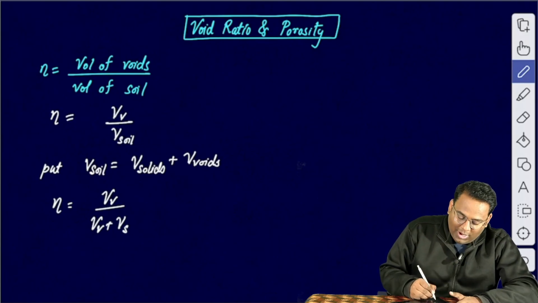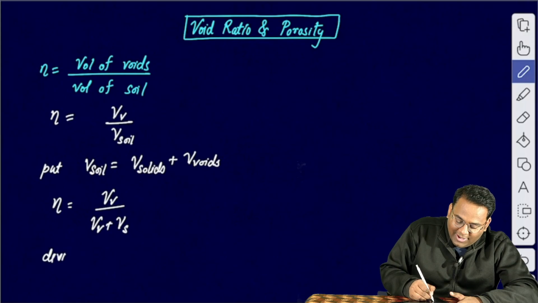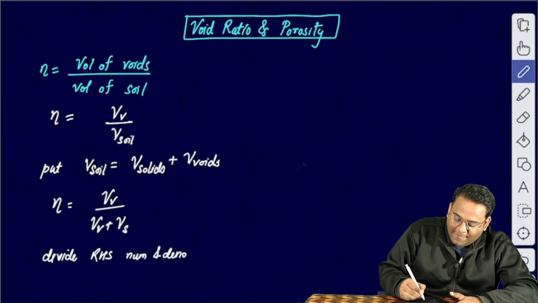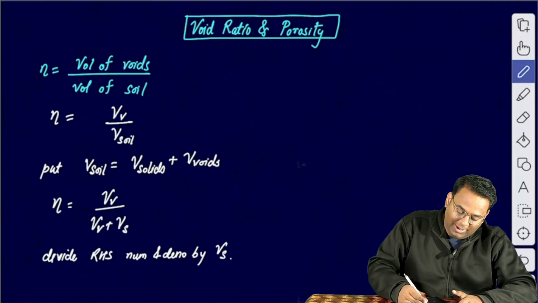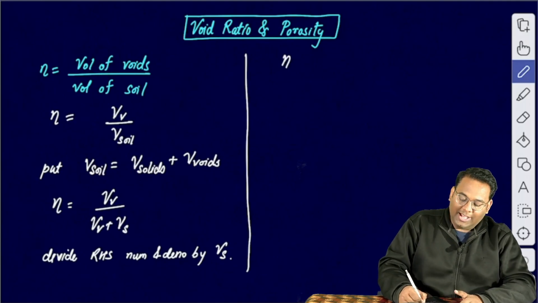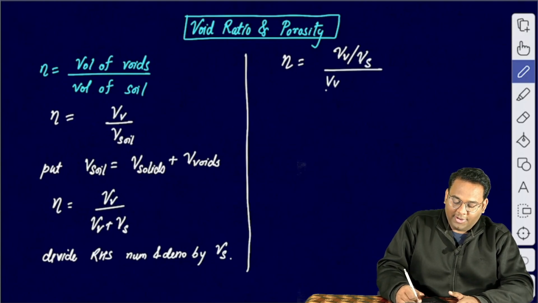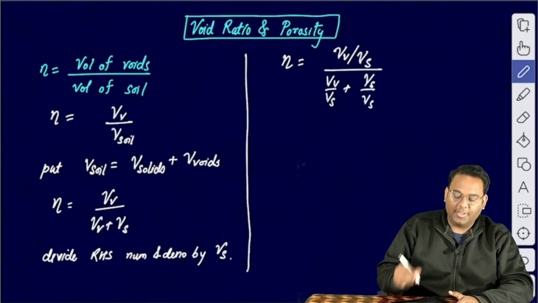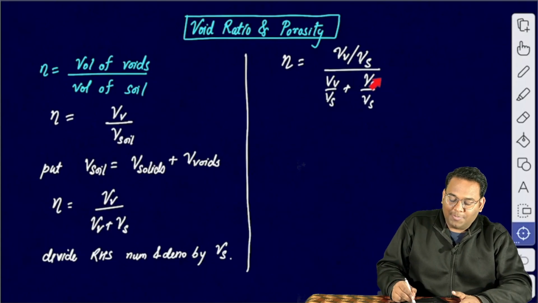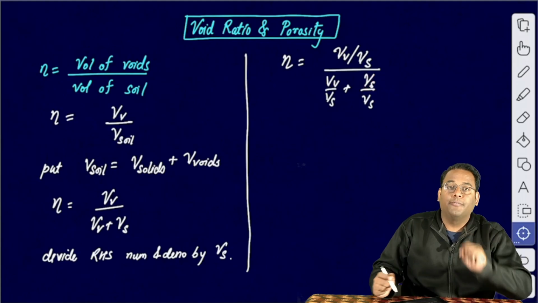Fine. Now what I can do here is divide the right hand side numerator and denominator by the volume of solids. So eta is equal to, see, the numerator will be volume of voids upon volume of solids, divided by volume of voids to the volume of solids plus volume of solids to the volume of solids. Yes or no? Here you can see that this particular ratio will be equal to 1 only.